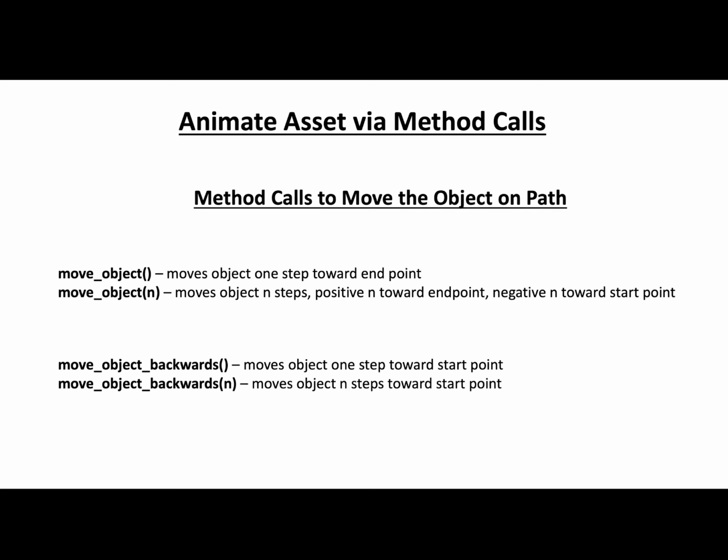If move object backwards is not passed a parameter, it will move the object one step closer to the start point. And if it is given an n value, it will be positive and it will move the object n steps toward the starting point. So again, an object can be moved closer to the starting point either by passing a negative value to move object or by calling the method move object backwards with a positive value.